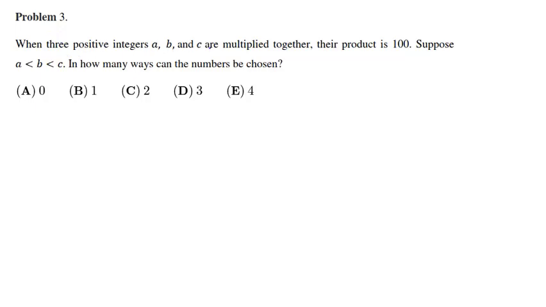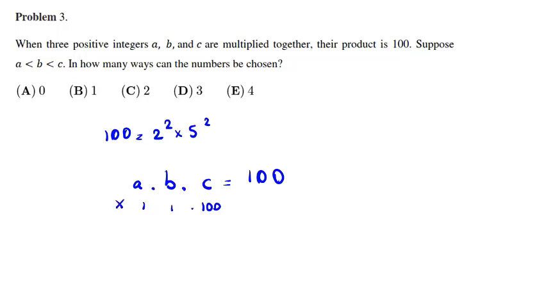Problem number 3. When three positive integers a, b, c are multiplied together, their product is 100. Suppose a is less than b less than c. In how many ways can the numbers be chosen? So 100 is what? If we prime factorize, it will be 2 squared times 5 squared. a times b times c is 100. So we consider the cases of c. If c is 100, then it is bad because we have 1, 1, and that's bad because a is less than b. If c is 50, the product of ab is 2, so b should be 2, a 1.